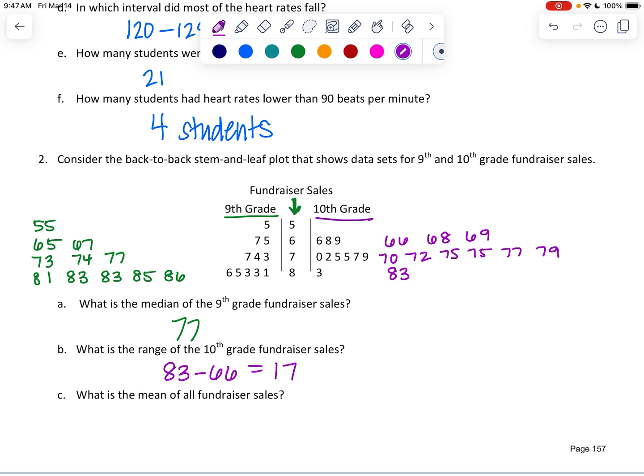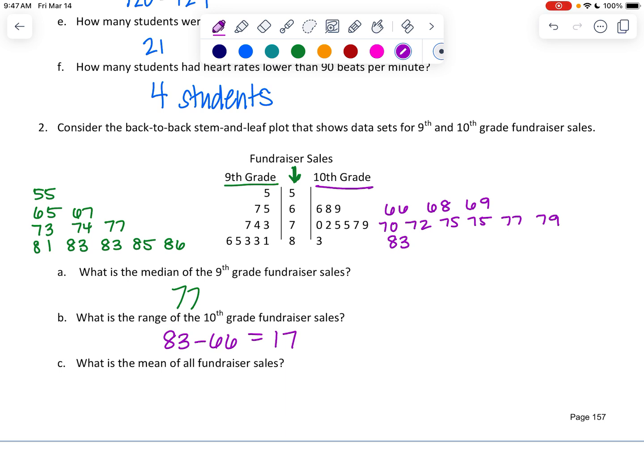Then it asks me to find the mean of all of the fundraiser sales. So that means I have to add up all of the numbers and then divide by the total. So how many total do I have? Well, 1, 2, 3, 4, 5, 6, 7, 8, 9, 10, 11. I have 11 9th grade homerooms. 1, 2, 3, 4, 5, 6, 7, 8, 9, 10. I have 10 10th grades. So that means I have 21 total homerooms.